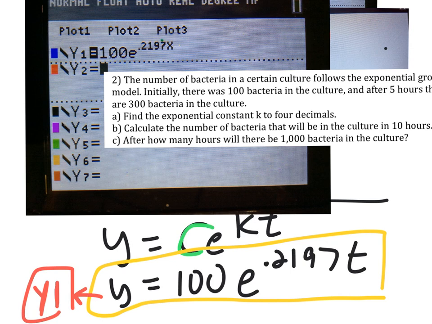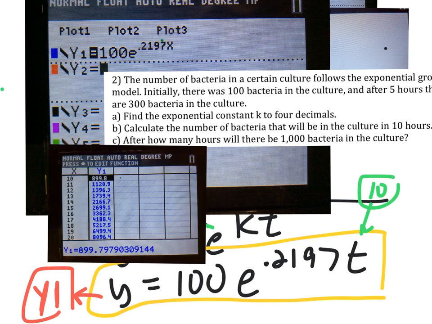So problem B, calculate the number of bacteria that will be in the culture in 10 hours. All I'm going to do is plug in 10 for letter T, which basically means I'm going to go to my table and look at my value when x is going to be 10. So here it looks like after 10 hours there's going to be, I guess I'll round to the nearest bacteria if that makes any sense, there's going to be 900 bacteria present after 10 hours.